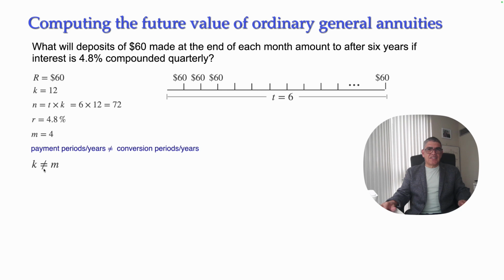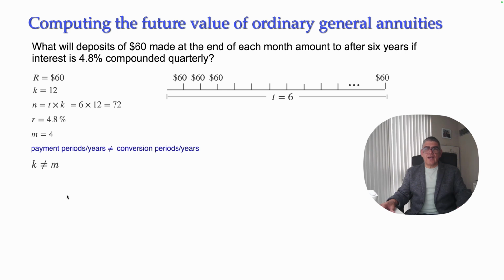And anytime that we see that k, I'm going to symbolize k by the number of payment periods per year. M is the number of conversion periods per year. And these numbers are different. This is a general annuity. What to do to solve a problem like this?